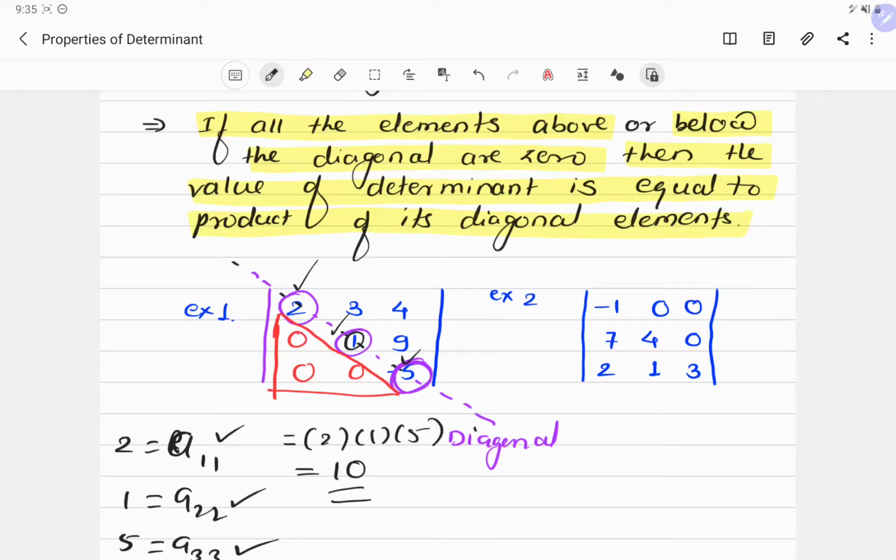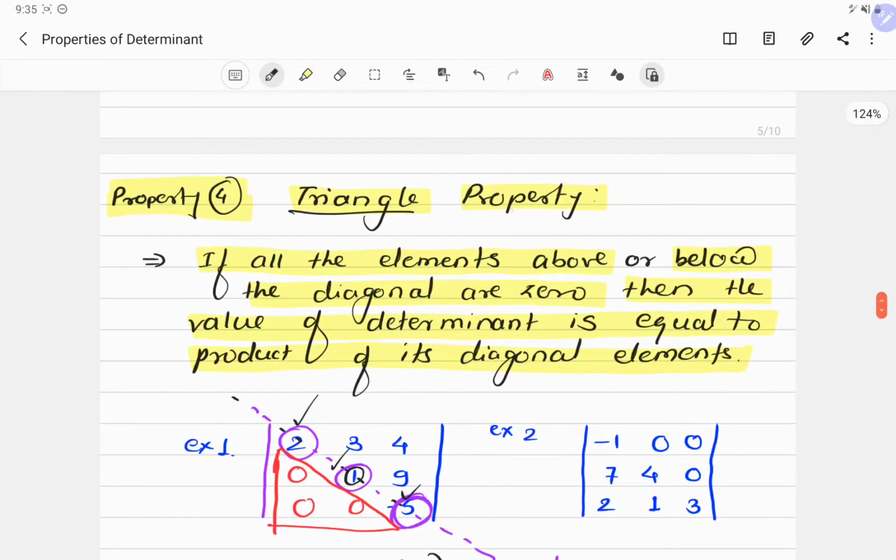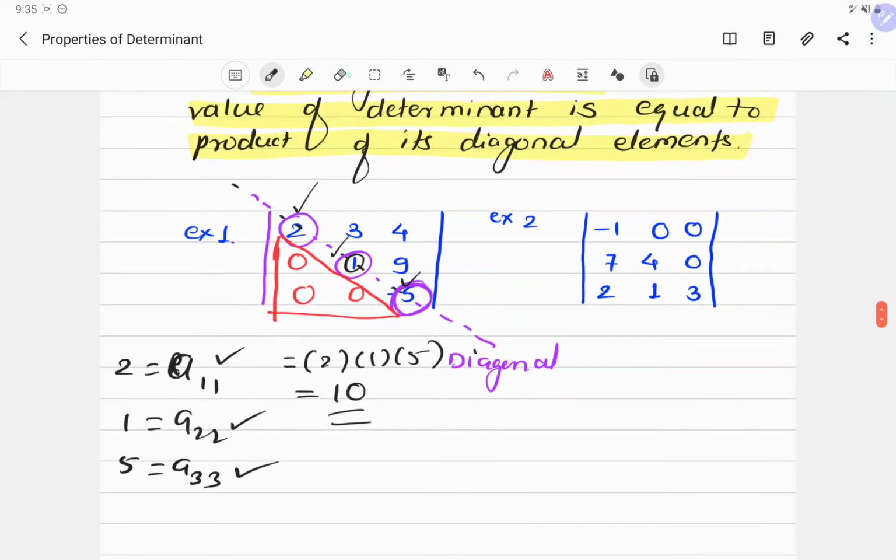Now, if you observe why this is called the triangle property, the reason lies in the structure. If all the elements below the diagonal are 0, it looks like a triangular 0 pattern. So therefore, they say it's a triangular property, but always remember, it always saves your time. Different properties always save your time in simplification.